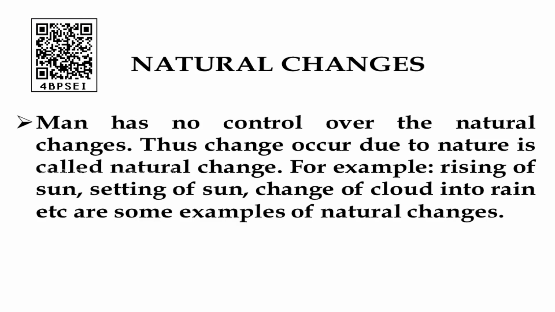Next are natural changes. In this change, man has no control over the natural changes. Thus, changes that occur due to nature are called natural changes. For example, rising of sun, setting of sun, change of cloud into rain, etc. are the examples of natural changes. So these are the several types of changes that we see in and around us. I hope, children, now you would have got some idea about the changes that happen around us.